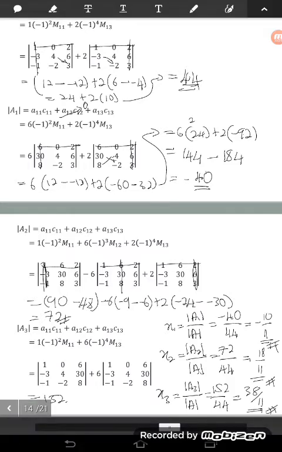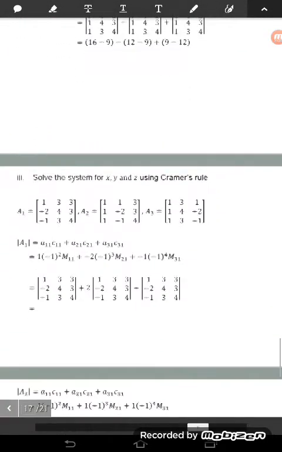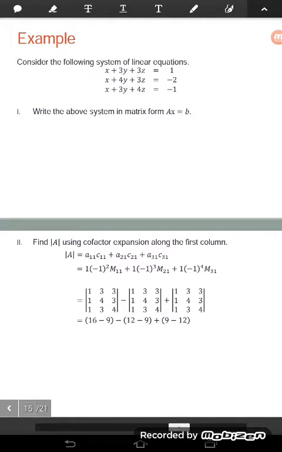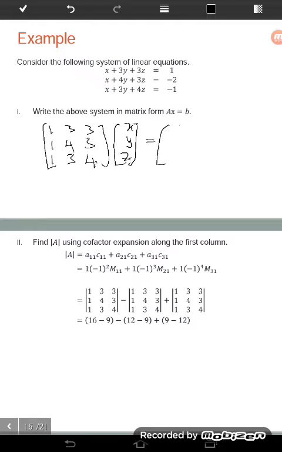Okay, done. So next, another example. Okay, so the last example is this one. Consider the system of linear equations, this one. Write the above system in matrix form AX equal to B. So first the coefficient matrix, which is 1 3 3, and then 1 4 3, and then 1 3 4, and the variable matrix, which is X, Y, Z, equal to 1, negative 2 and negative 1.